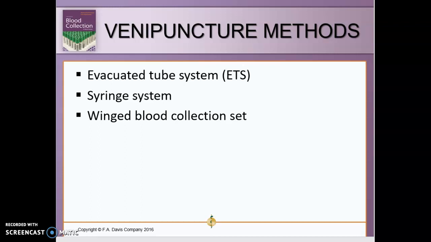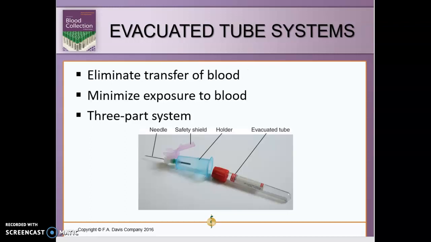The winged blood collection sets tend to be smaller. We use these a lot with people who have fragile veins, and they have the little wings that you can hold on to. But when you're looking, this is the evacuated tube system. So this is actually the needle. This is the safety shield that we flip over when we're done. This is the holder, and then this is the evacuated tube. So this needle goes directly into the arm, and then you pop this up in here on this secondary needle, this needle that's covered with a sheath, and the blood squirts back into that tube.